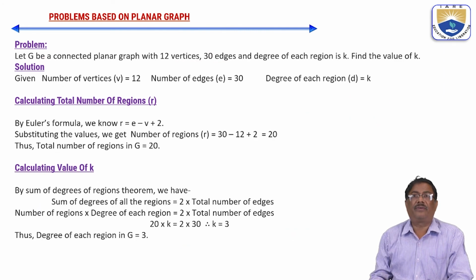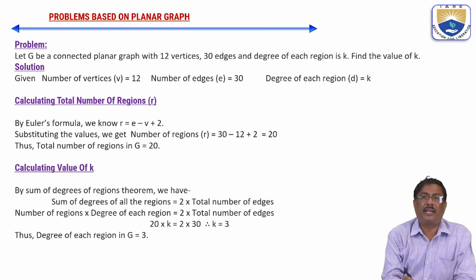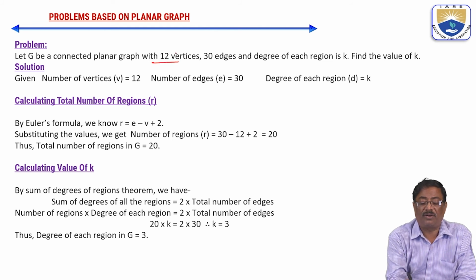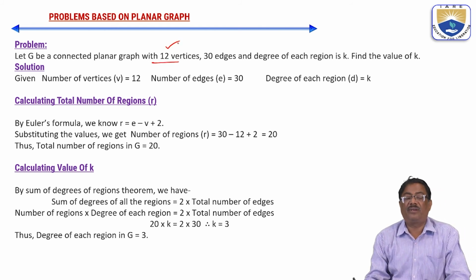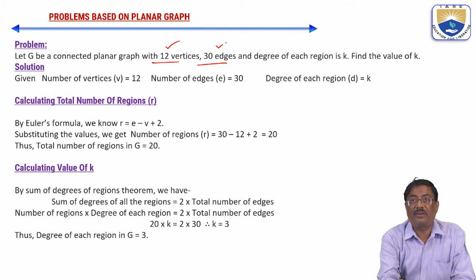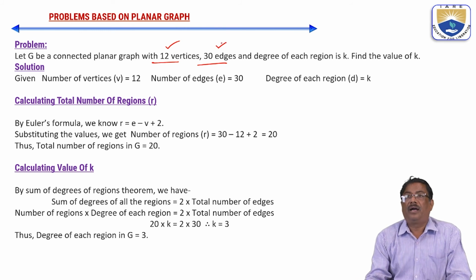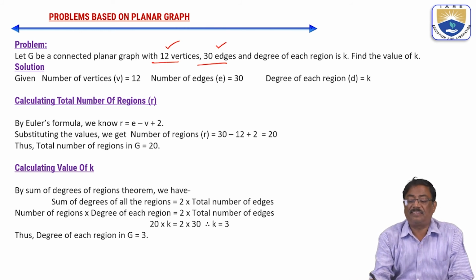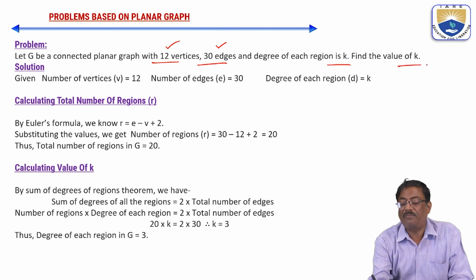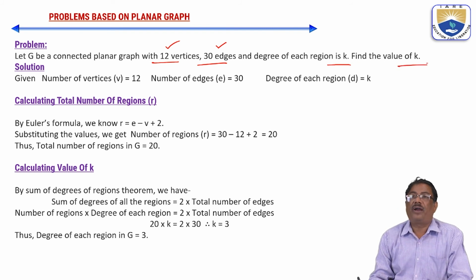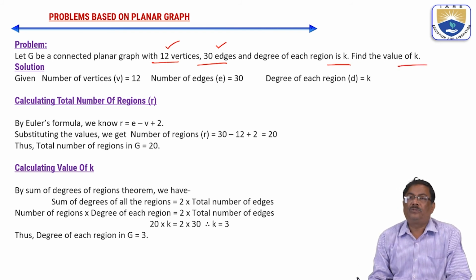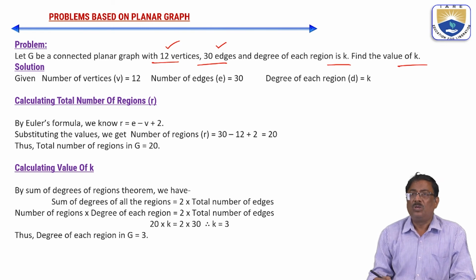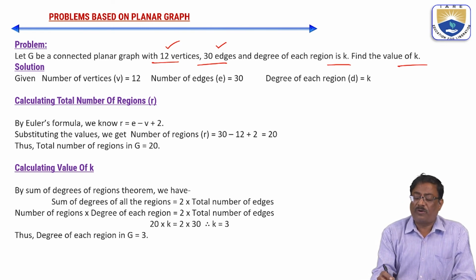Now the next one. Let G be a connected planar graph with 12 vertices. The number of vertices is given, the number of edges is given as 30, and the degree of each region is k. Find the value of k. So we have to find the degree of each and every region.